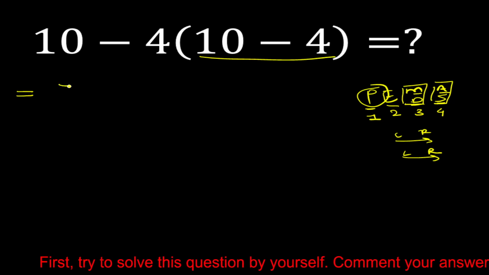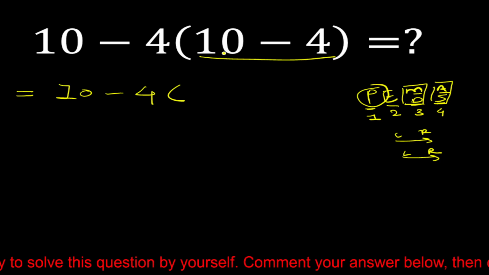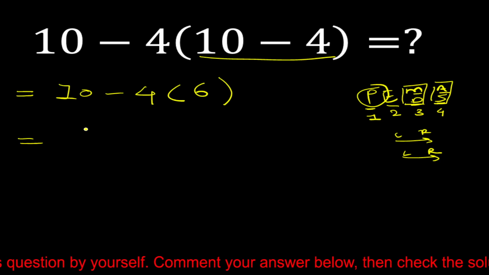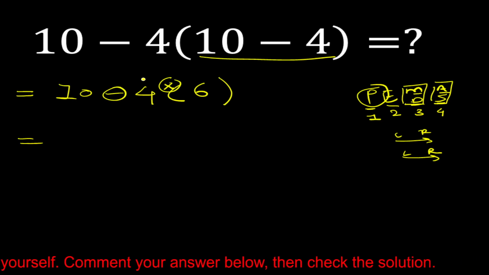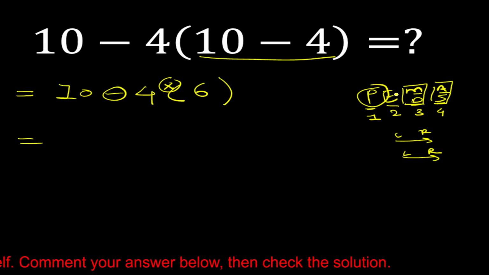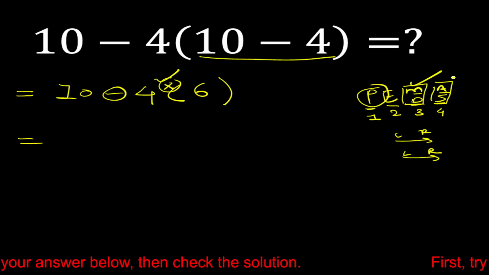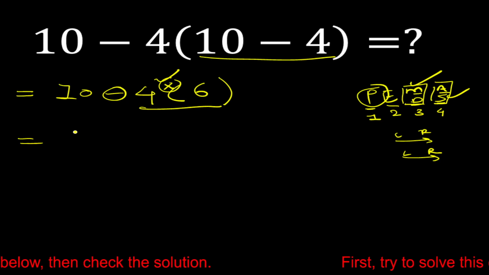Okay, so 10 minus 4. Now solve this parenthesis. 10 minus 4 is equal to 6. So is equal to, now here is multiplication and one subtraction. Okay, so according to the PEMDAS, first we have to solve multiplication, then we have to solve subtraction. So first we have to solve this multiplication.